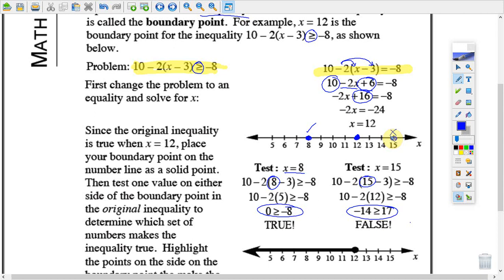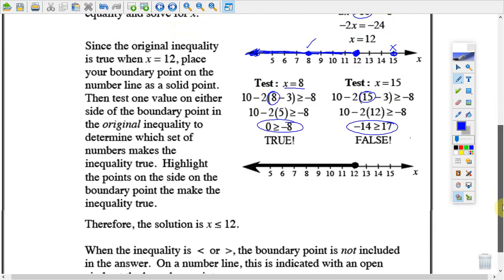Then the last thing we have to determine is whether we have an open circle or a closed circle at 12. And because our original inequality had a greater than or equal to sign, has that equal underneath the greater than, this is going to be a closed circle on 12, and we're going to shade to the left towards the point that was included in the solution, which was the 8, and away from the one that was not included.